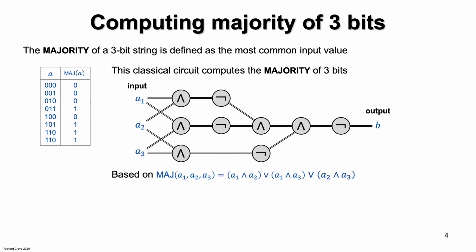The circuit is based on this formula in terms of AND and OR operations, where the OR gates are simulated by NOT and AND gates. The total number of gates is 9.